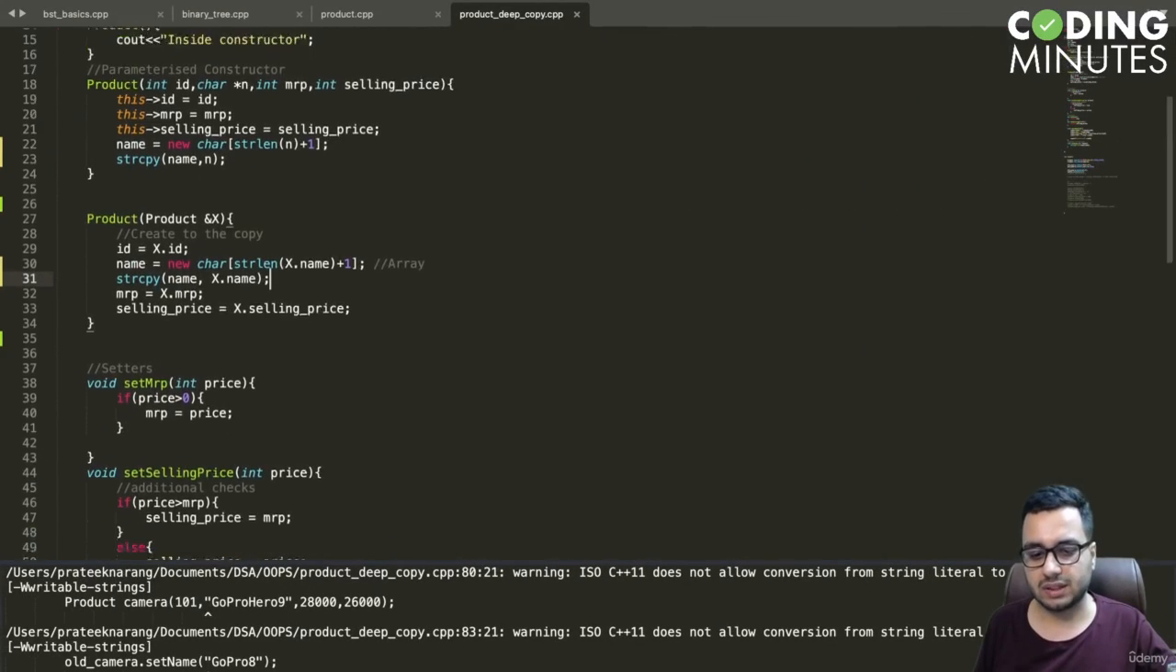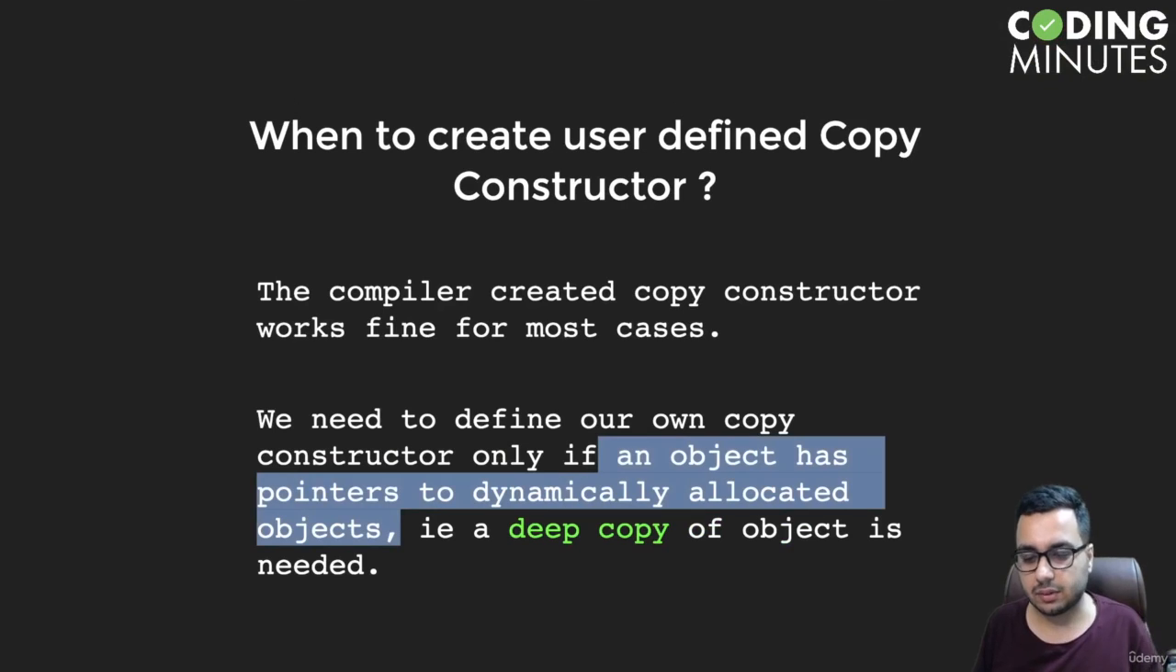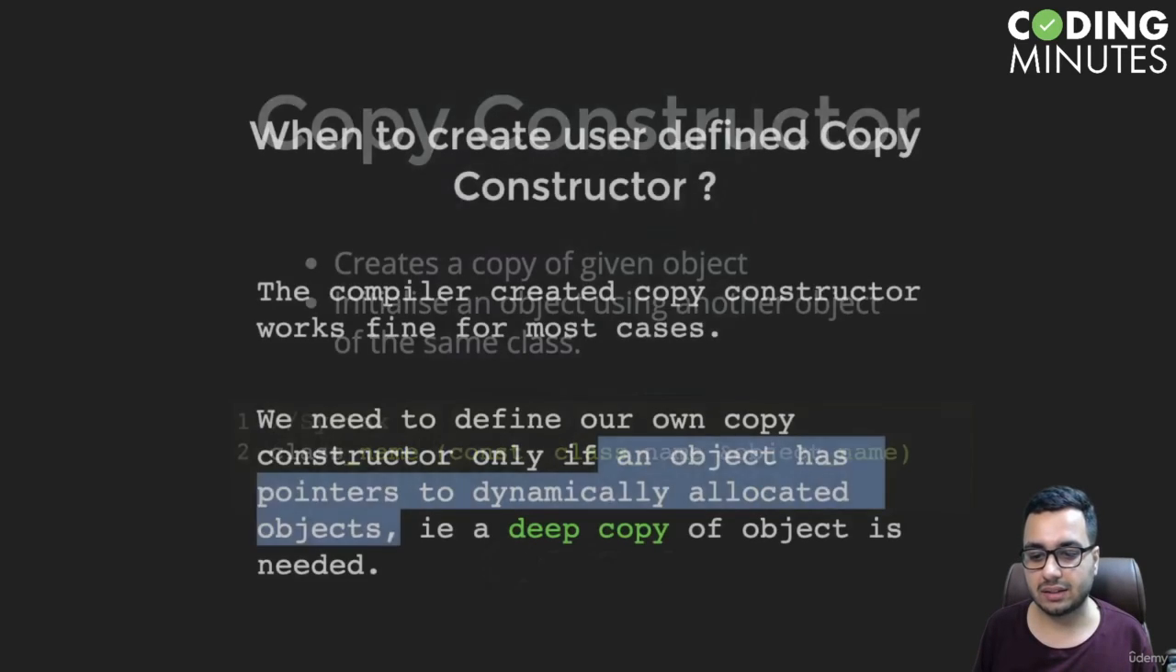So I hope this concept is clear, and this is what I wanted to teach you. So we need to define our own copy constructor if the object has pointers to dynamically allocated objects, and that means a deep copy of the object is needed. So I hope you really understood this concept well now, and that's all for this lecture.